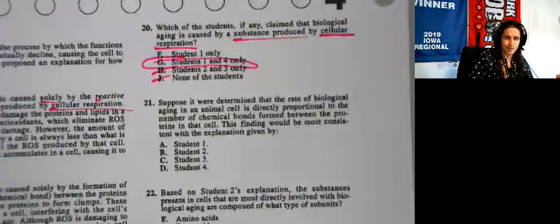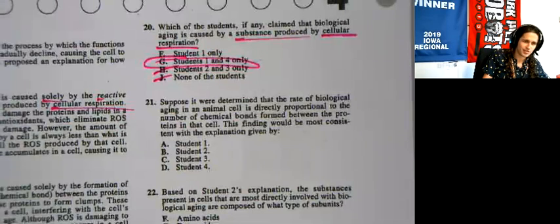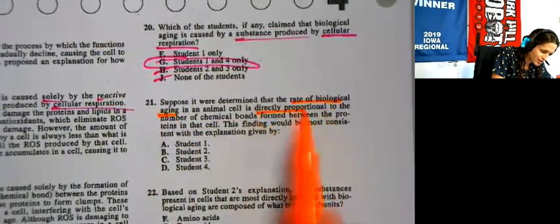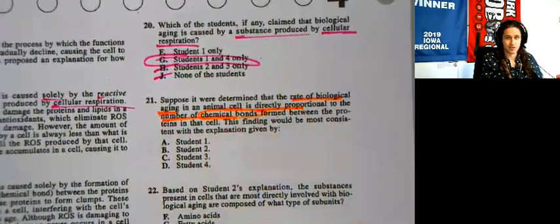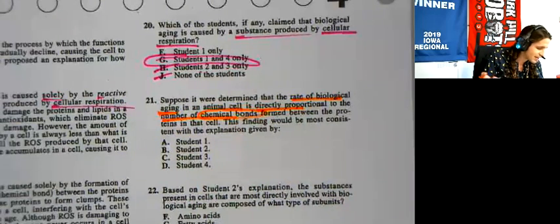Keep moving. Number 21. Suppose it were determined that the rate of biological aging in an animal cell is directly proportional to the number of bonds formed between the proteins in that cell. Okay. Rate of biological aging directly proportional to the number of chemical bonds. Seems like chemical bonds is the thing to look for there. Everything's talking about aging. What's the specific thing? Number of chemical bonds. Let's search through for chemical bonds formed between proteins. All right.